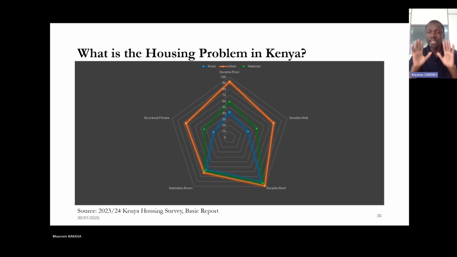So this is the state of play in Kenya. It will tell you the advantages, it will tell you the housing problems, and it will tell you the achievements around housing in summarized data points. So one of the things that you realize is a house is basically a structure that provides shelter.